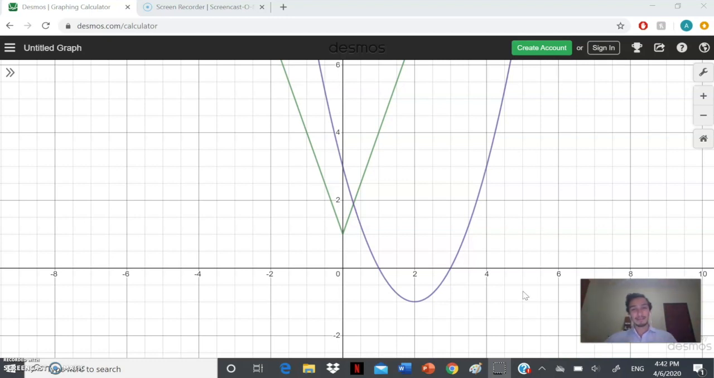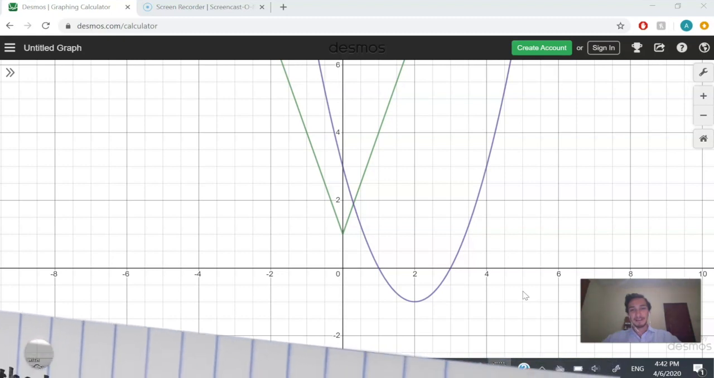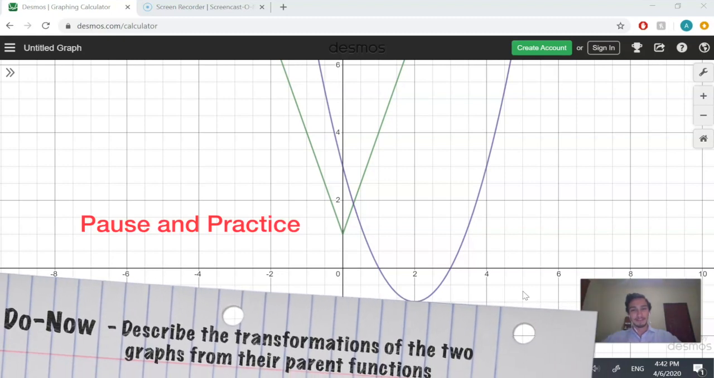And you'll see here we have two functions that are clearly related to some of the parent functions that we had just been looking at, but I want you guys to pause the video if you have to. This is a do now for you guys. And I want you to describe the transformations that have been applied here. So take a minute, do that for yourself, and if you can, even write out that function and how its transformation looks.